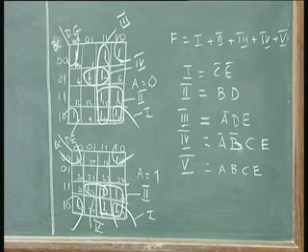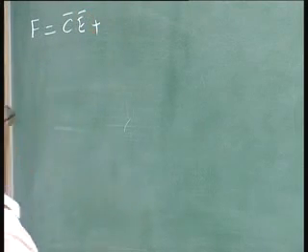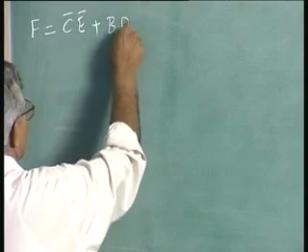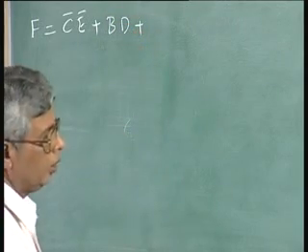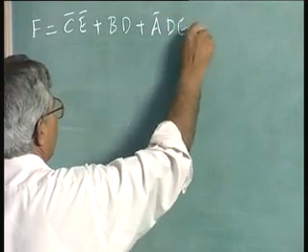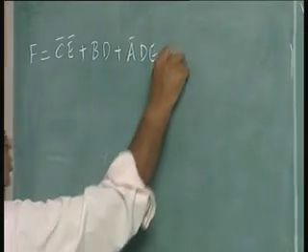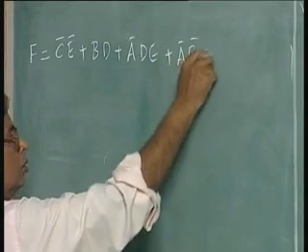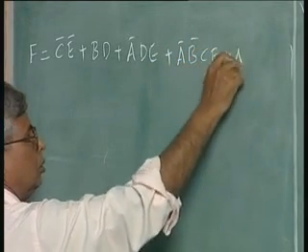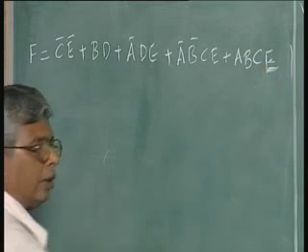That would be C bar E bar, BD, A bar DE, A bar B bar CE, and you can draw your gate structure or whatever.